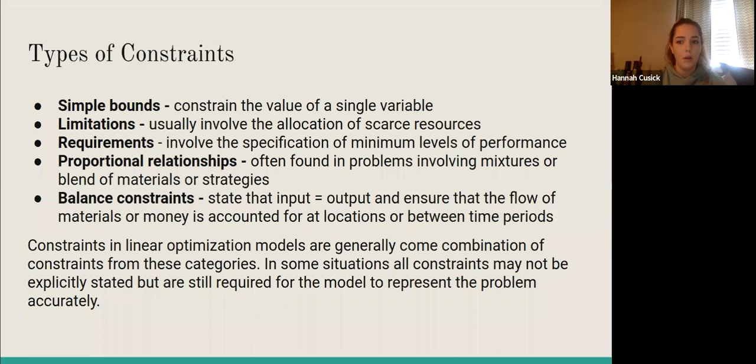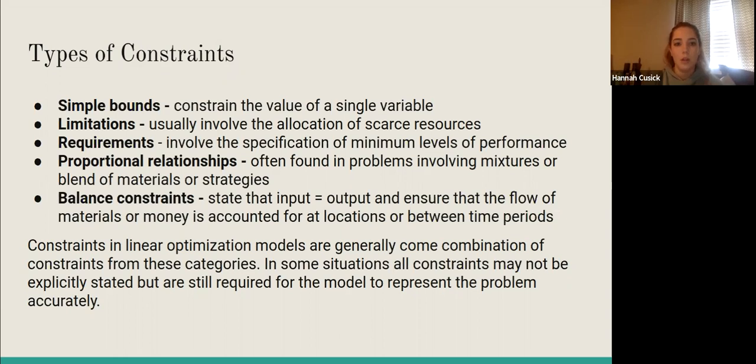So an example of this would be when a problem states that no more than $10,000 may be invested in company ABC, or that we must produce at least 350 units of product Y in order to meet customer demand this month. The next type of constraint is a limitation, which usually involves the allocation of scarce resources. An example of a limitation would be problems that state the amount of material used in production cannot exceed the amount of available inventory, or minutes used in assembly cannot exceed the available labor hours.